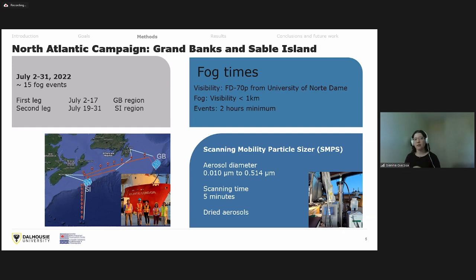And the air that I sampled was dry aerosols, as we had a silica dryer aboard the ship, and we were replacing the silica beads frequently to ensure that the relative humidity was below 30%, so that way we were measuring dry aerosols and not dehydrated aerosols.